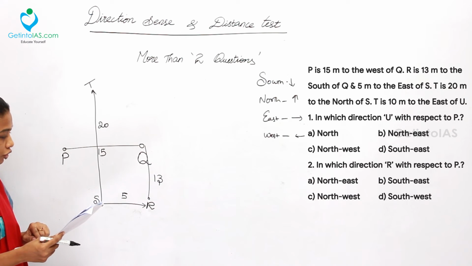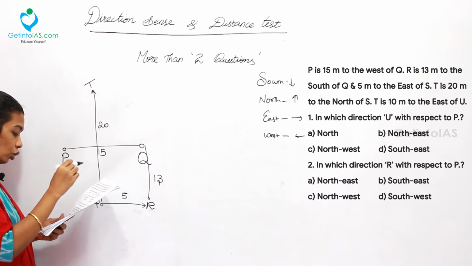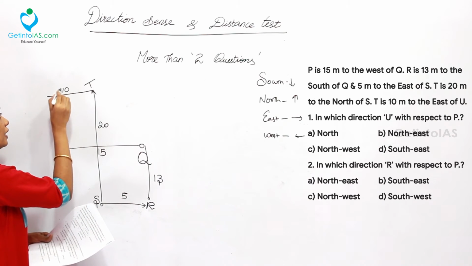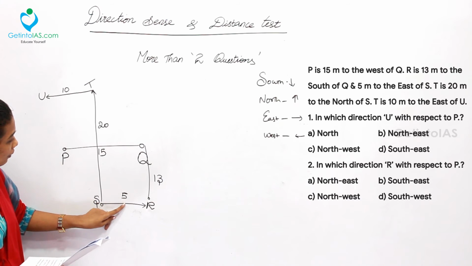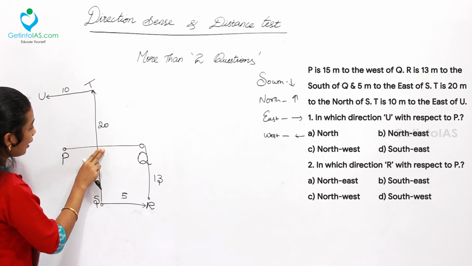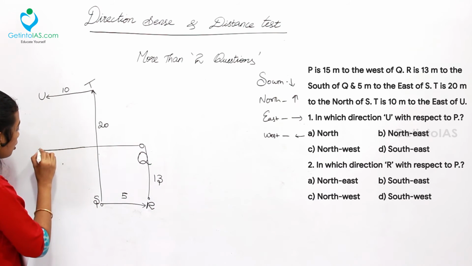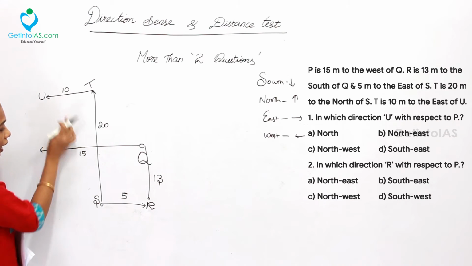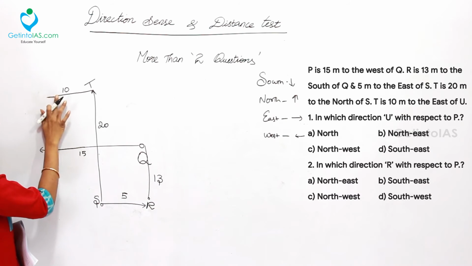T is 10 meter to the east of U, which means U is 10 meter to the west of T. That is the meaning. So here I have taken 5 here, 15 here, but this 15 is the line over here. It must be greater than 5, right? 5 is this much. So I am taking this overall distance is 15, and 10 and 5 must be equal to this 15. So I am marking the point like this.